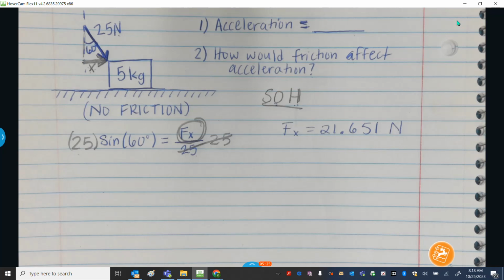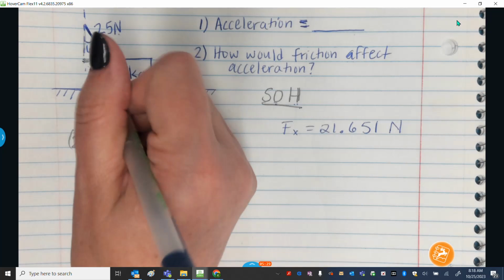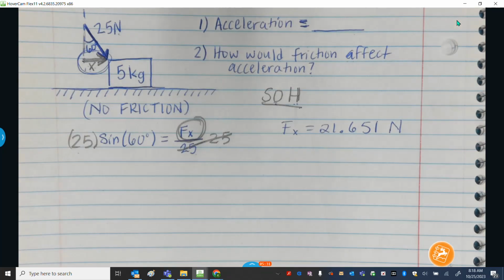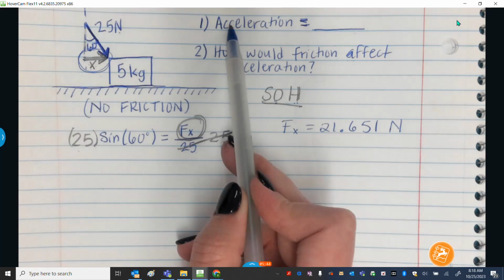Okay, and so this is the force responsible for causing this to accelerate. It's also the net force. It's the only force in the x direction. All my vertical forces are going to balance. It said there's no friction. So this is my net force. It's the only force that I have acting on this object in the x direction. And so that force will be what is responsible for my acceleration.